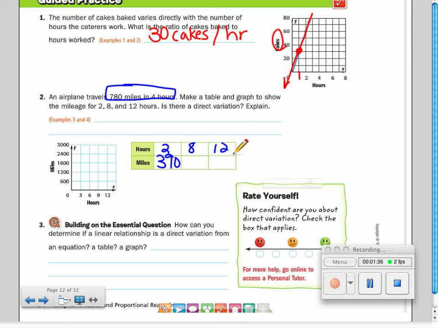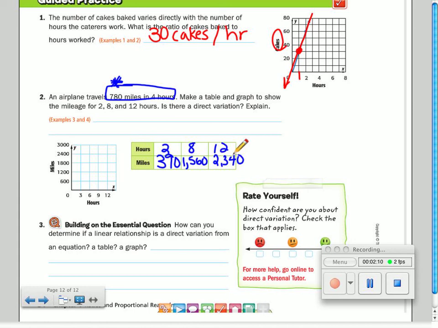Then, how many in 8 hours? You could just double the 4 hours. How many in 8 hours? 1,560, good. And then the 12 hours, you could take again this one here and multiply it by 3. Anyone got the 12 hours? Lauren? 2,340. 2,340, good.